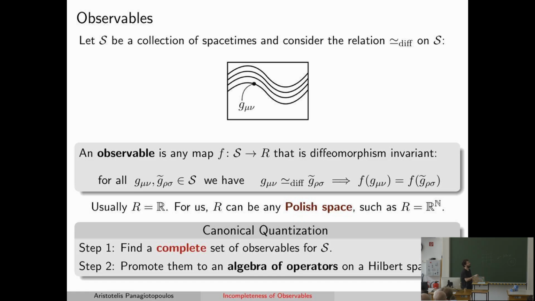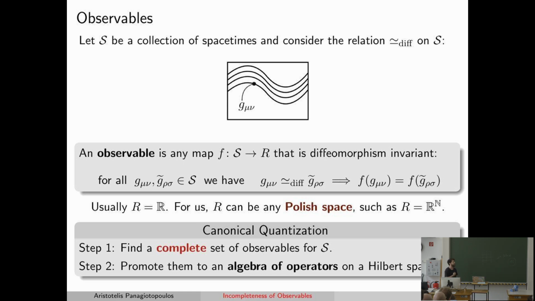By an observable here, I will mean a map from this collection of spacetimes to, well, this can be the reals, but for me it will be any Polish space. For example, if I have countably many observables, I can put them all together and create one observable out of them. So here I'll be flexible. An observable is any map from this collection of spacetimes to a Polish space that is diffeomorphism-invariant. So if two metrics are diffeomorphic, they have to take the same value. We call them observables because these functions should capture physical quantities and not artifacts of the coordinate system. For example, it could be something like total energy or some other measurement.